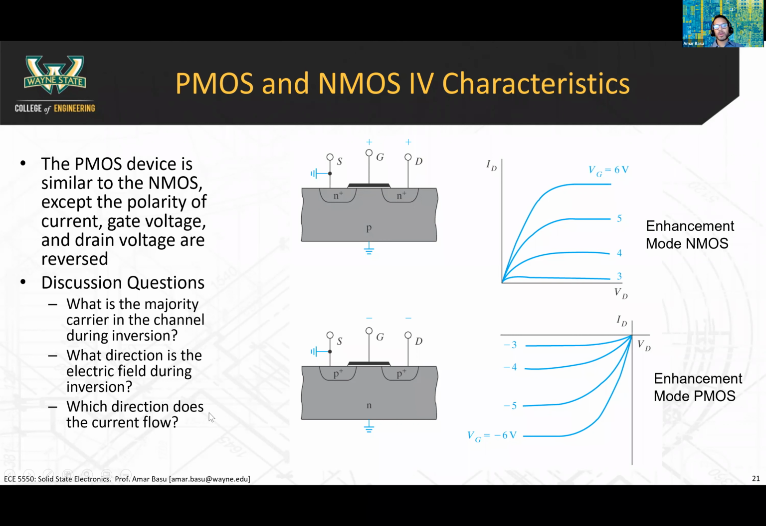So I want you to think about this in more detail on your own. So these are the questions that I'd like you to think about. What is the majority carrier in the channel during inversion in a PMOS device? What direction is the electric field during inversion? What direction does current flow in a PMOS device? So if you can answer those questions for both the NMOS and PMOS device and know the differences between them, then you'll have a good understanding.